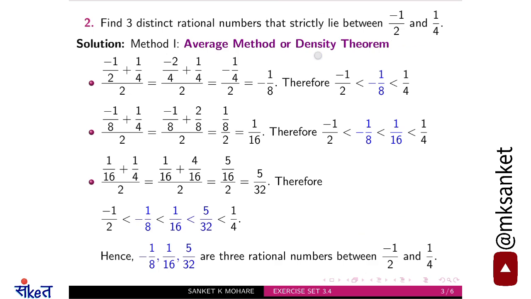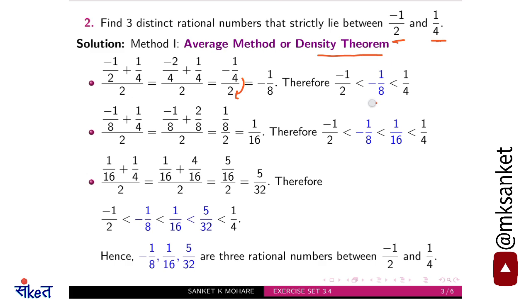There are two methods to find rational numbers between two rational numbers. The first method is the average method, or density theorem. Average method means we have to find the average of these two numbers. So first we find negative 1 by 2 plus 1 by 4, upon 2. The LCM of 2 and 4 is 4, so this is negative 2 by 4 plus 1 by 4, upon 2. Negative 2 plus 1 is negative 1, so negative 1 by 4 upon 2. Now 4 into 2 is 8, which is equal to negative 1 by 8.